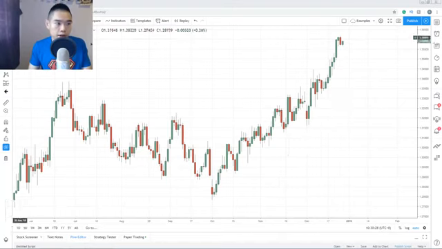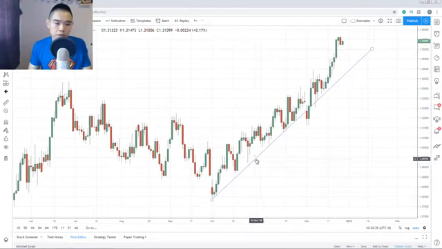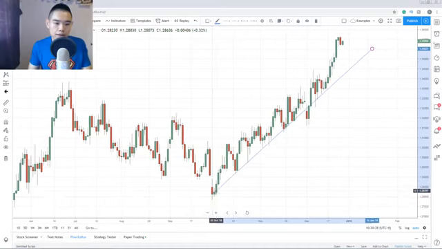Okay, so I think we can draw a trend line just to connect the lows. Something like that. When I draw a trend line, I like to connect as many points as possible. I like to touch as many wicks or bodies as possible.